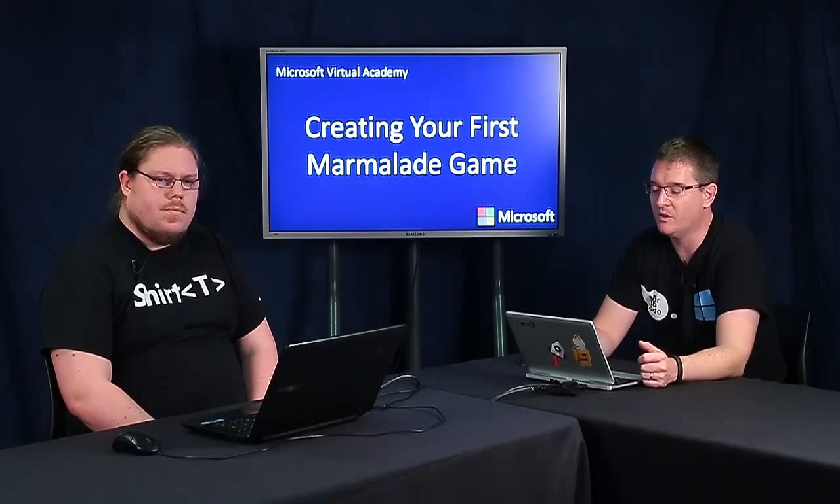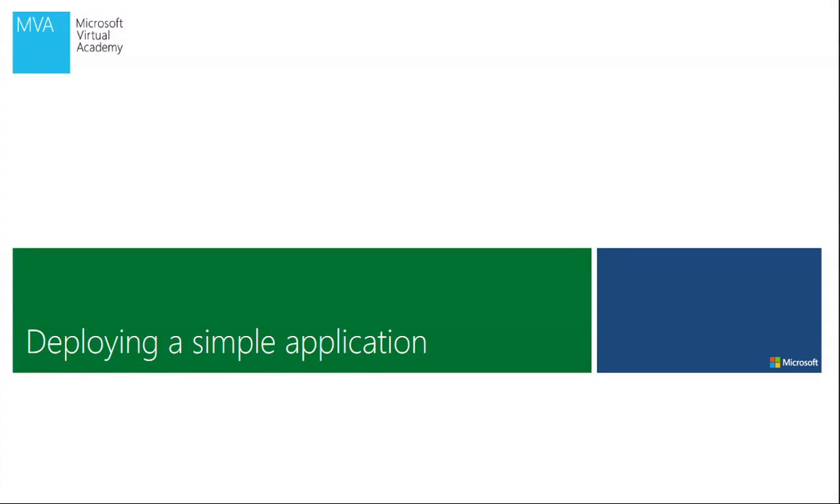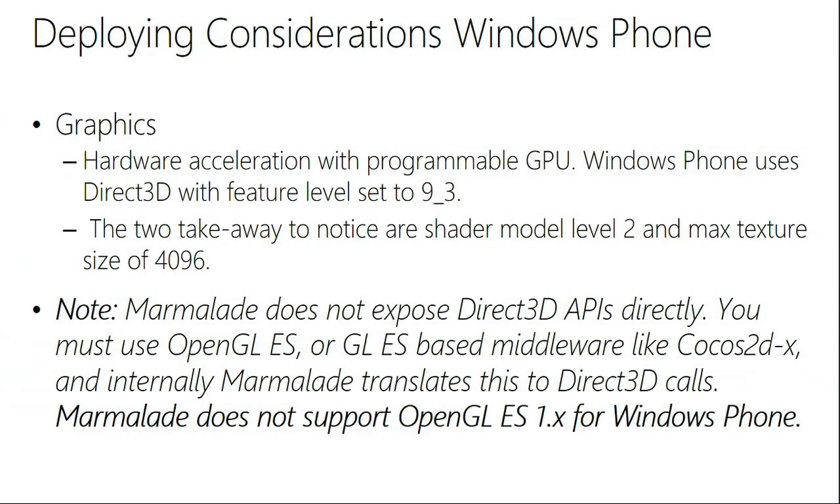So let's look at deploying a simple application using Marmalade C++. Key considerations for the Windows platform is around hardware. So number one, as we said earlier, DirectX is supported. Everything that we do uses Direct 3D. Again, when you're building with Marmalade, you need to set that to level 9.1 and above. We recommend 9.3 as being the best standard.